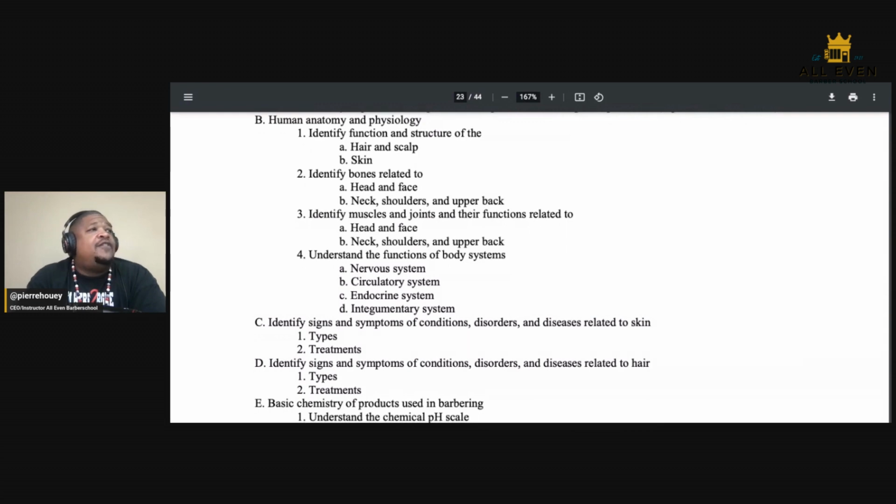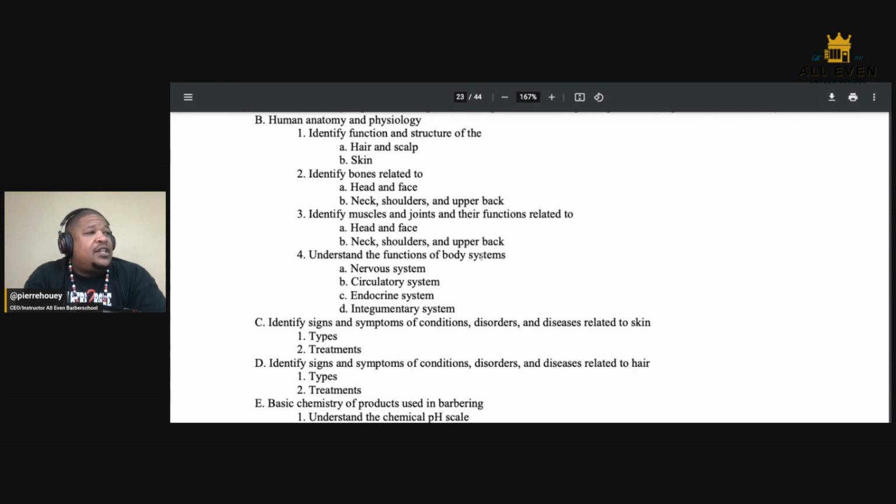Part B, human anatomy and physiology. So you got 1, 2, 3, and 4. 1, identify function and structure of the hair and scalp and the skin. Here's the thing, y'all. Within scientific concepts, this is the part that scares everybody, right? You shouldn't be scared of it if you got the CIB. They are primarily looking for things dealing with the hair and scalp, the skin, the head and face. Look at these next 3. Identify bones related to what? The head and face. Neck, shoulders, upper back. 3, identify muscles and joints and their functions related to what? Head and face, neck, shoulders, upper back.